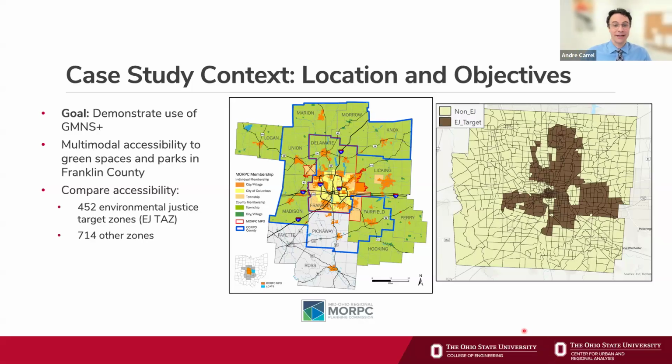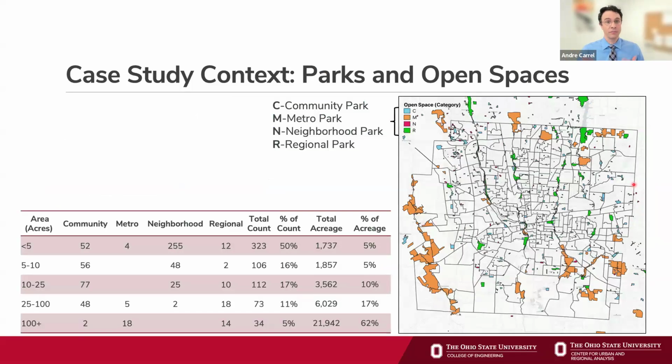Right. So with that introduction, now that we've talked about the bigger context of the case study and MORPC's interest and involvement in it, let's orient ourselves a little bit more in terms of what we are talking about in terms of this park infrastructure that we're interested in. We're interested in access to the parks. So around Franklin County, around the Columbus area, we have an extensive system of parks and green spaces.